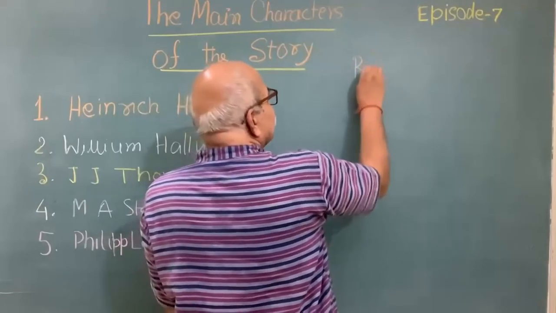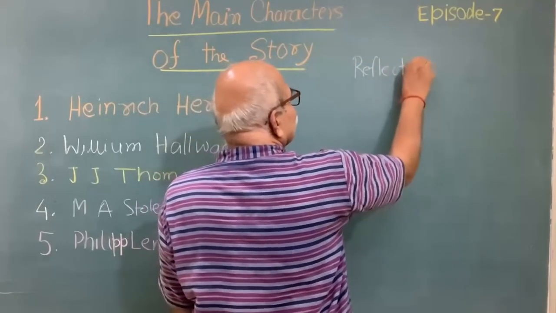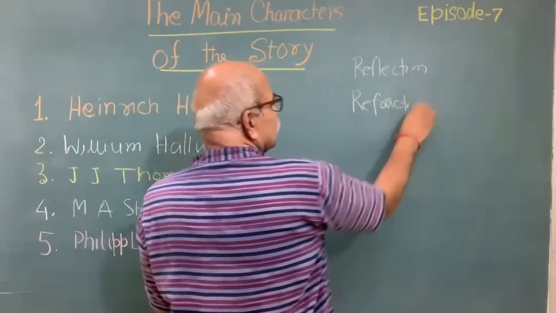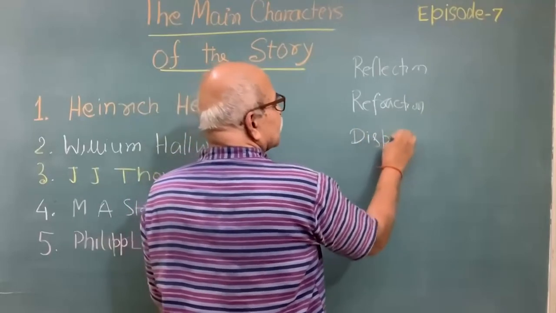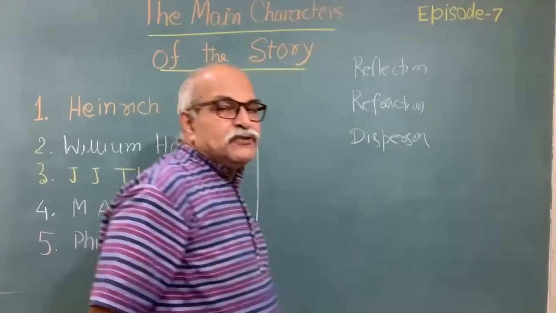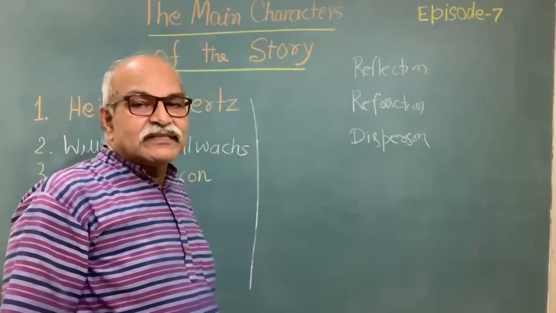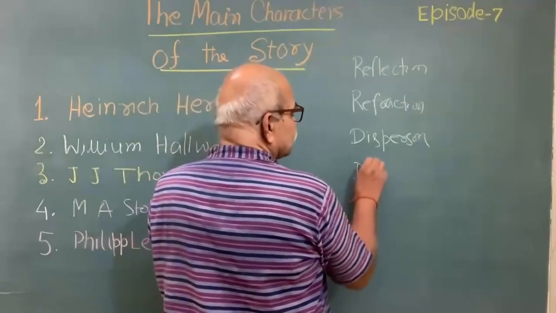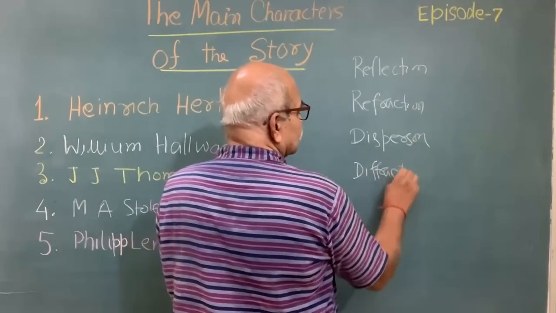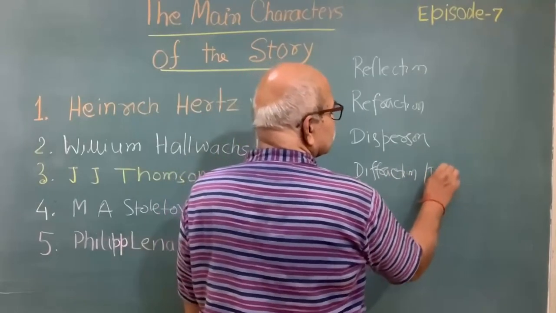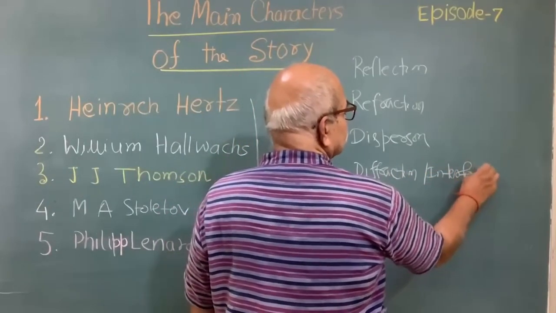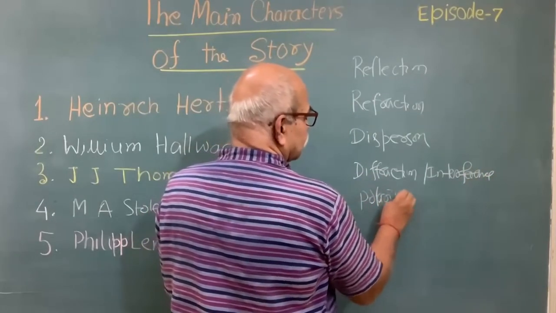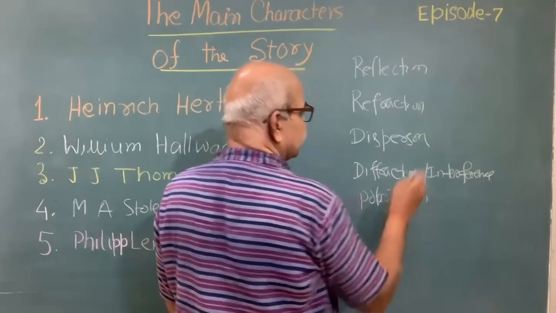So you have phenomena of reflection, we know the laws of reflection, you have phenomena of refraction, phenomena of dispersion. If you have white light and put a prism there, then it disperses into different colors. You have phenomena of diffraction, phenomena of interference, phenomena of polarization, and so, several phenomena, speed of light.